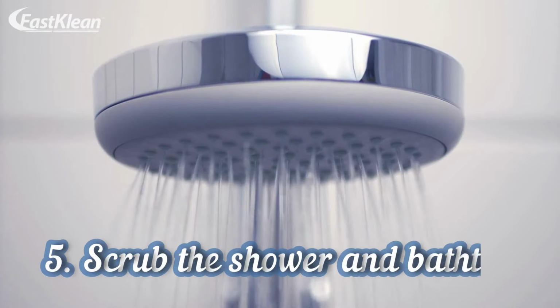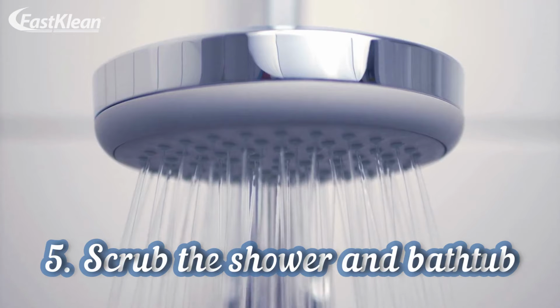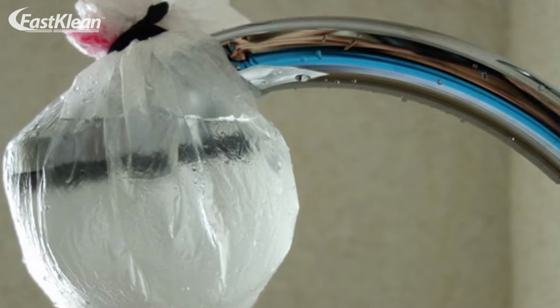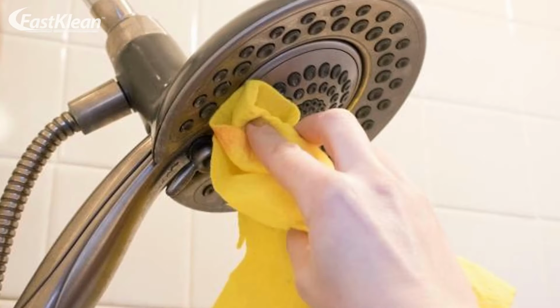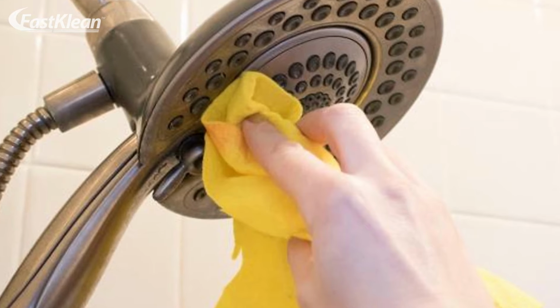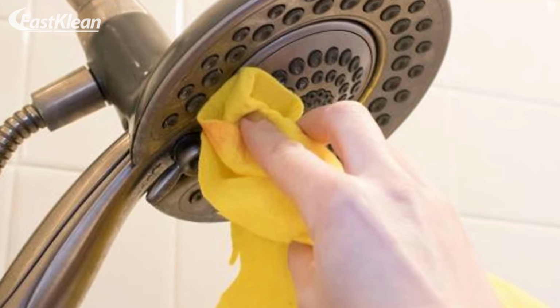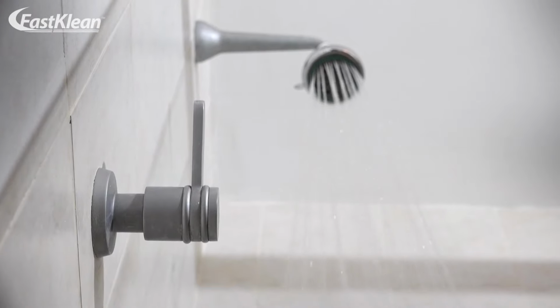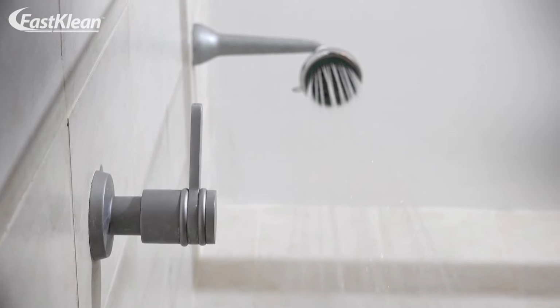Number 5. Scrub the shower and bathtub. Remember that you applied vinegar solution to the bathtubs and shower. This enables the solution to neutralize the specks of dirt, making it easy as you scrub gently to clean these areas. Clean everywhere gently, and then rinse with cold water to wash the dirt off thoroughly.